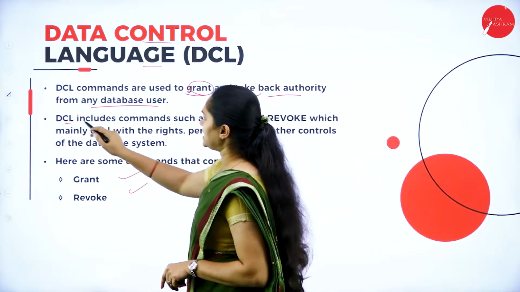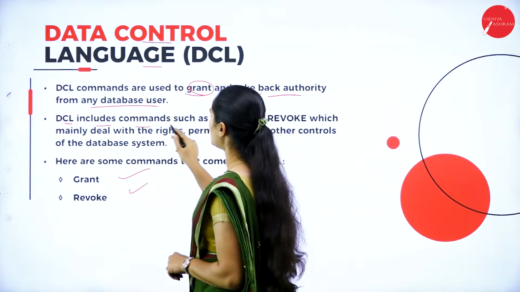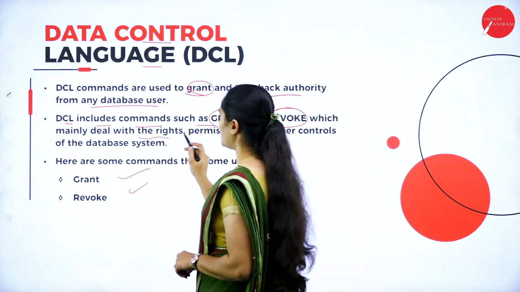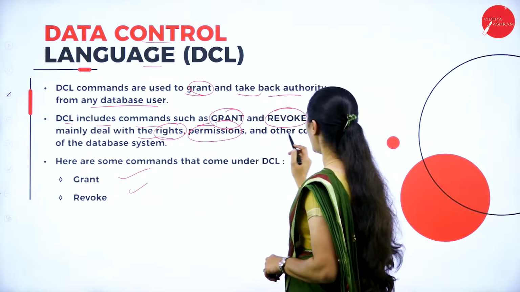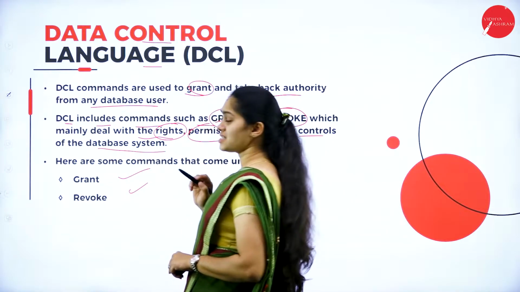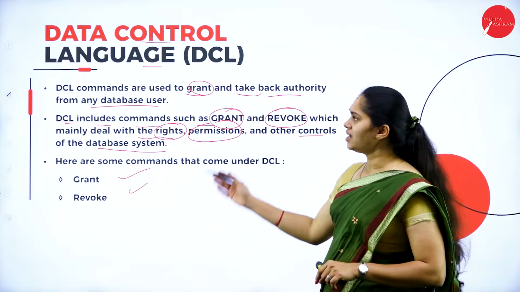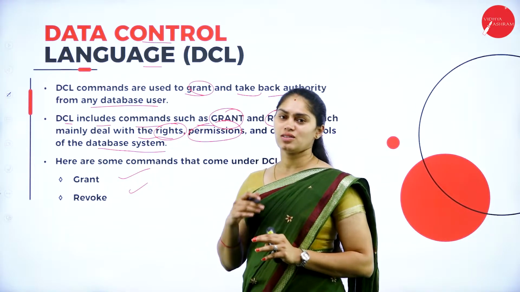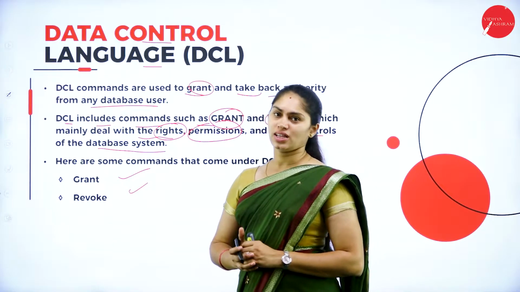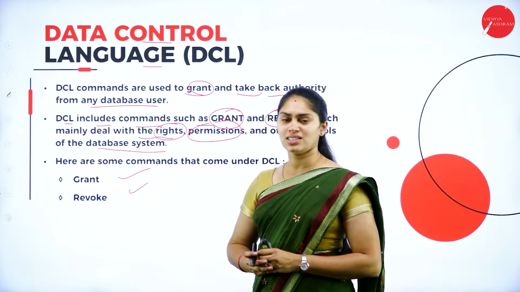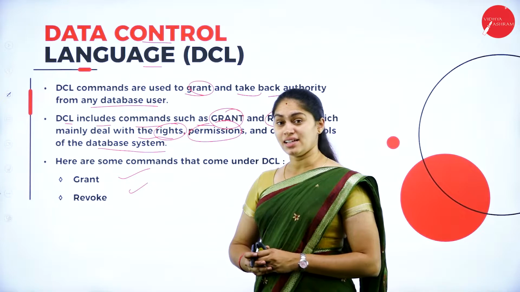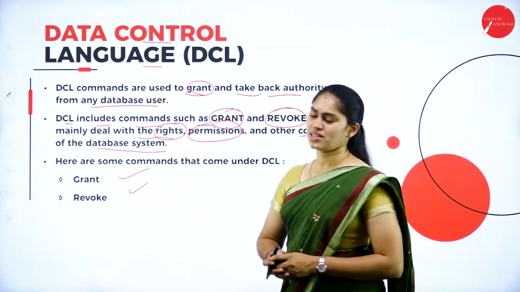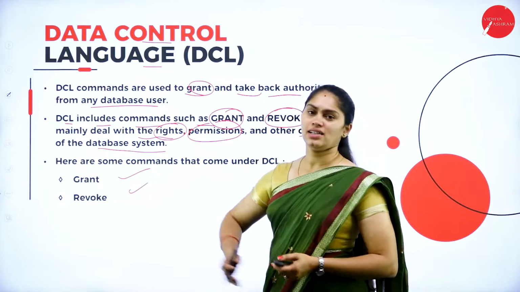Before that, DCL, or Data Control Language, includes commands such as grant and revoke, which mainly deal with the rights, permissions and other controls of the database system. Already you know the advantage of DBMS: it is not going to allow unauthorized access. So if you want to access the content, then you should be an authenticated user. So privileges can be given to the database user by making use of grant and revoke.